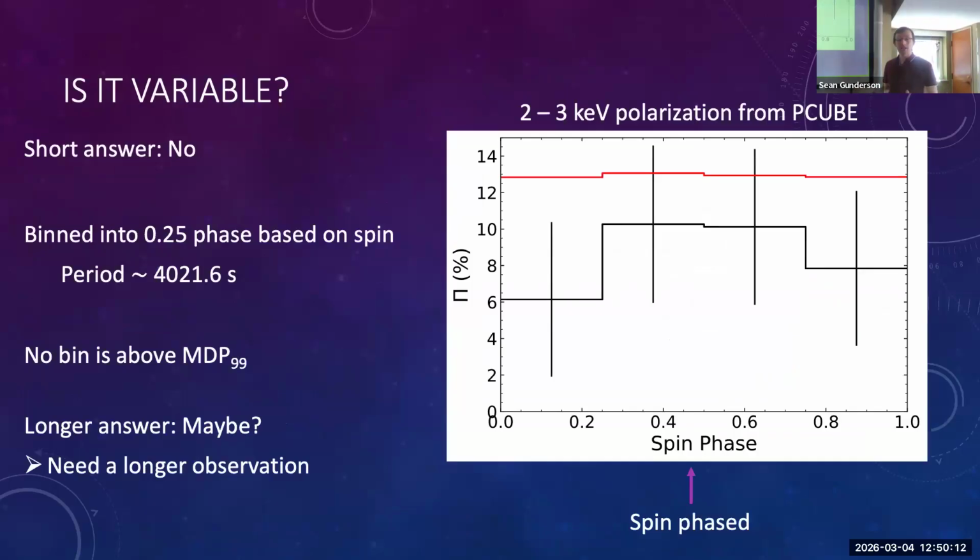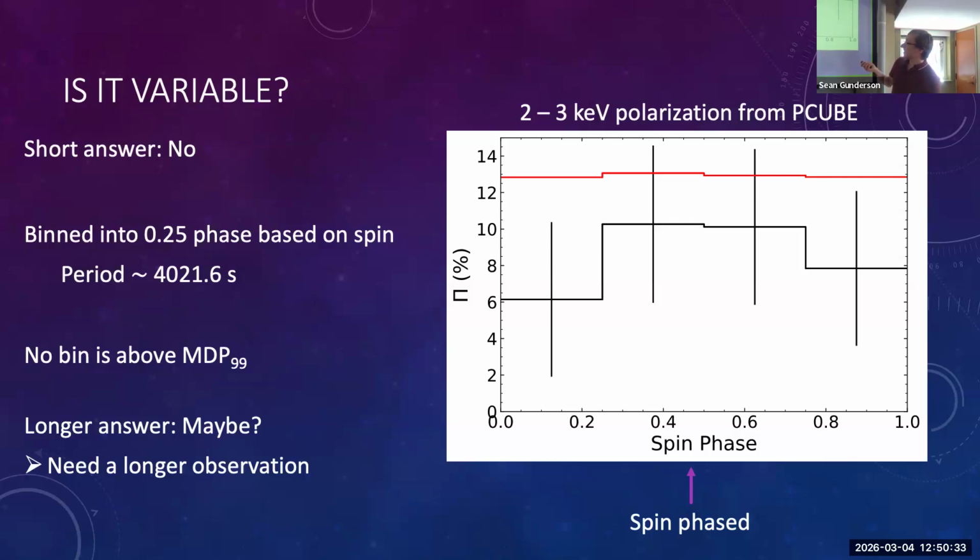Now, the final thing before we build our diagram of what we're seeing with the polarization is whether or not it's variable. EX Hydrae has a spin period of about 4,000 seconds. So in about 1 week's worth of observation with IXPE, hopefully we should have collected enough photons to actually see that spin period.